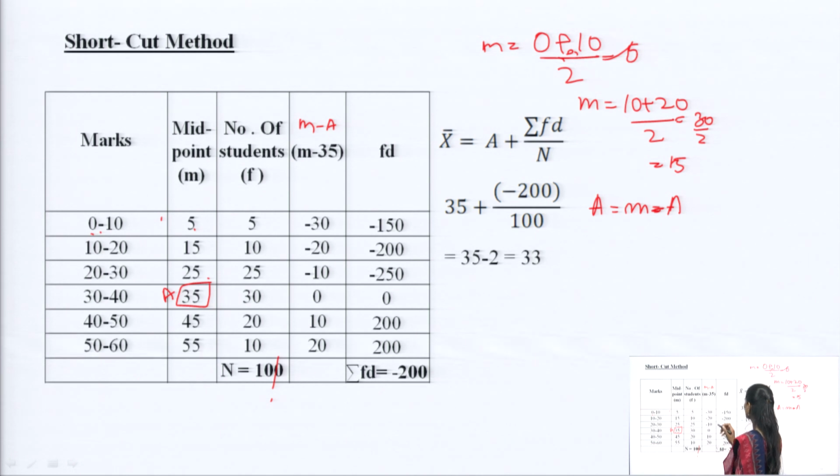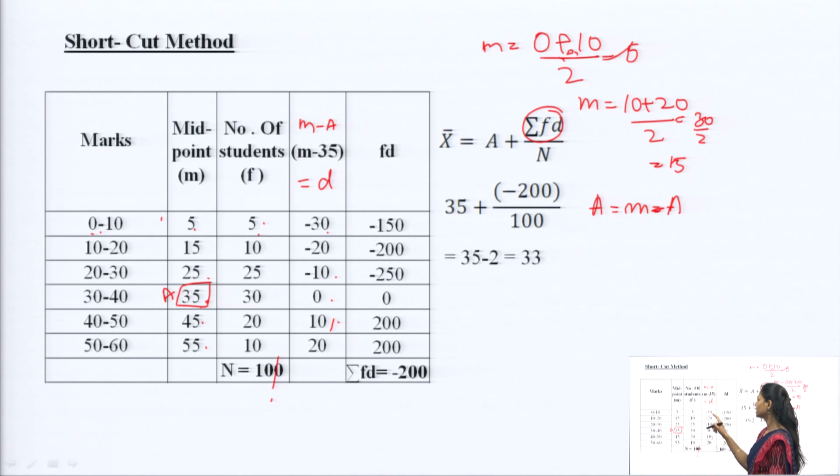So m minus A becomes my D. So 5 minus 35 gives me minus 30, 15 minus 35 gives me minus 20, 25 minus 35 gives me minus 10, 35 minus 35 gives me 0, 45 minus 35 gives me 10, 55 minus 35 gives me 20. This becomes my D. Now, the formula asks me for the summation of f into D. I have f, I have D as well. So I will multiply these two and I will have one more column of fD.